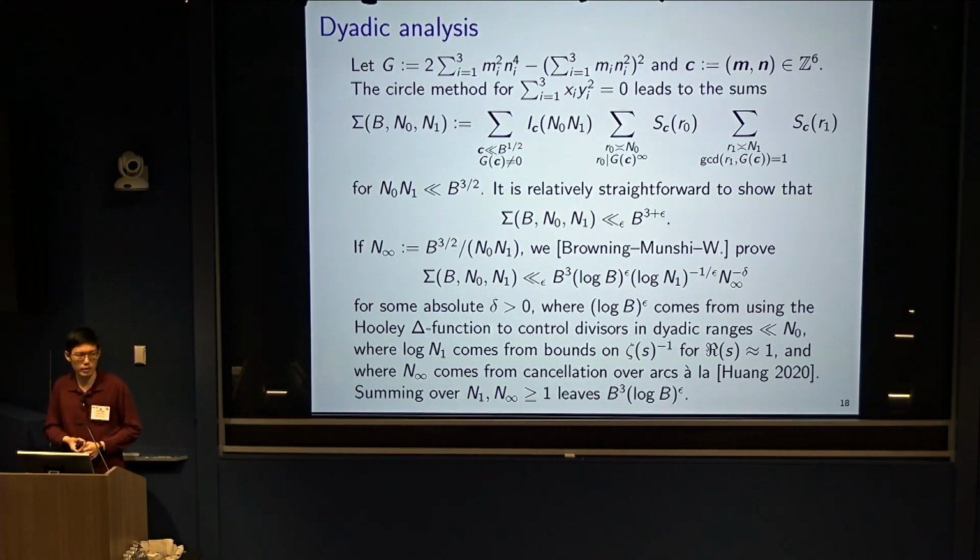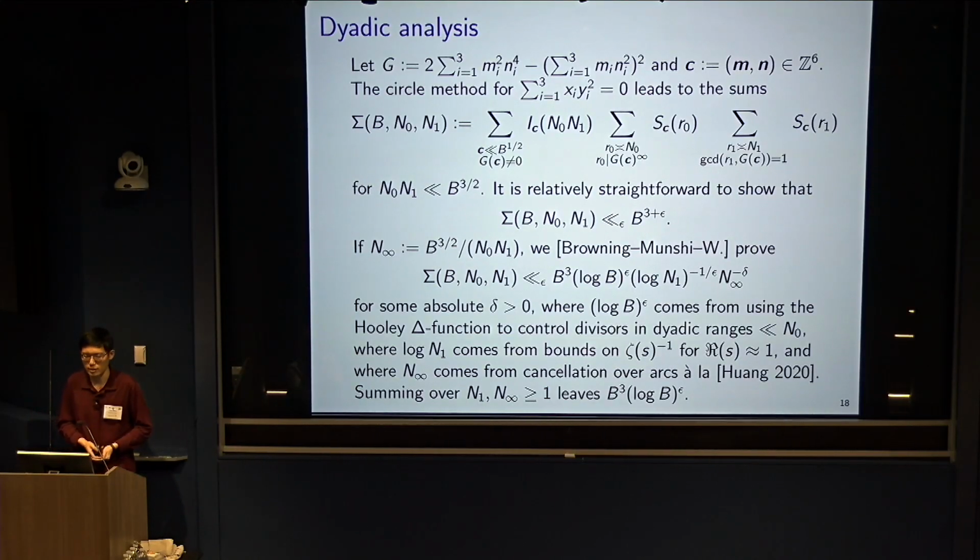So the log b to the epsilon comes from some Hooley delta function type thing. If you just use divisor bounds, the best you could hope for is just log b rather than log b to the epsilon, but you can get that down to epsilon using more sophisticated methods by Tenenbaum, for example. And then the log n1 comes essentially from the prime number theorem.